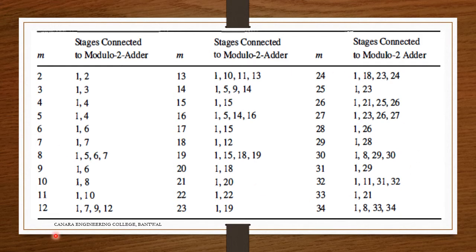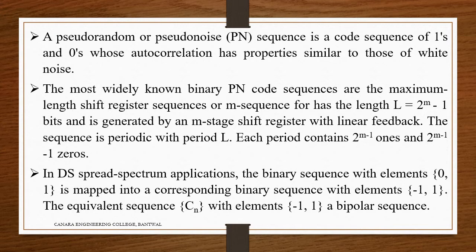You can have a view of this one. Depending on the m stages, the corresponding taps have to be added in order to get the proper outputs of the m sequence. In brief, we'll discuss what is meant by the PN sequence. A pseudo random or pseudo noise sequence, which we call a PN sequence, is a code sequence of 1s and 0s whose autocorrelation properties are similar to those of white noise, so that it doesn't affect so much.